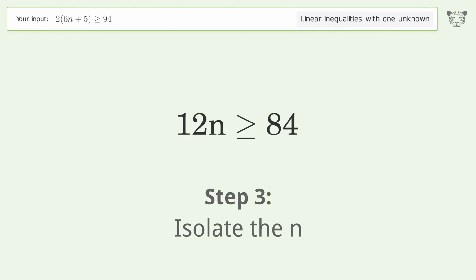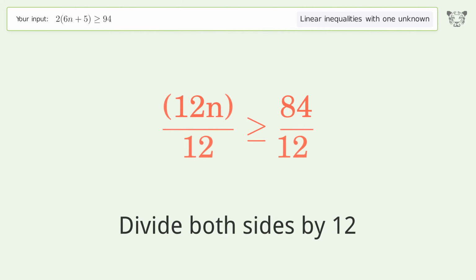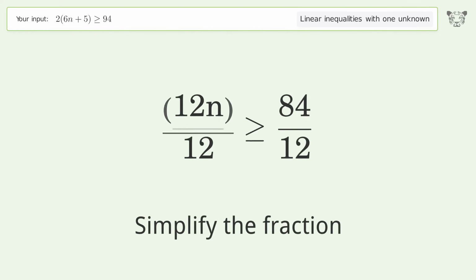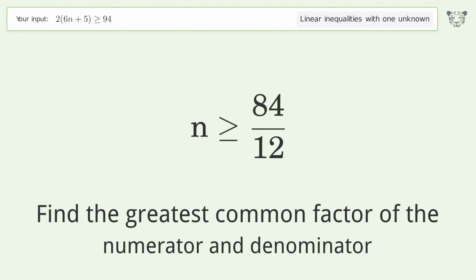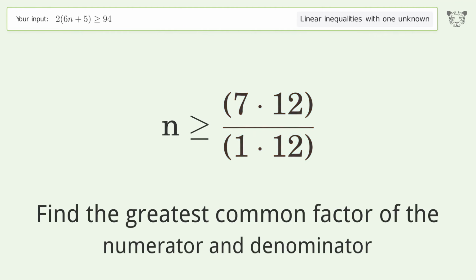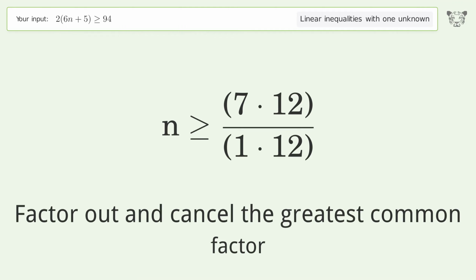Isolate the n. Divide both sides by 12. Simplify the fraction. Find the greatest common factor of the numerator and denominator. Factor out and cancel the greatest common factor.